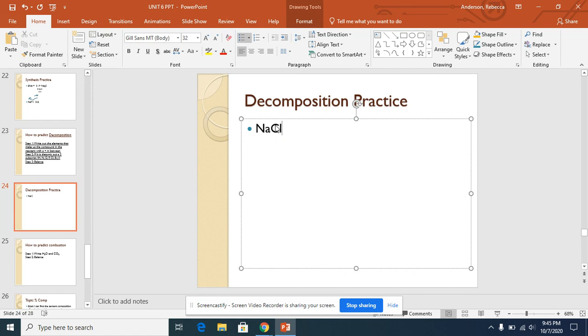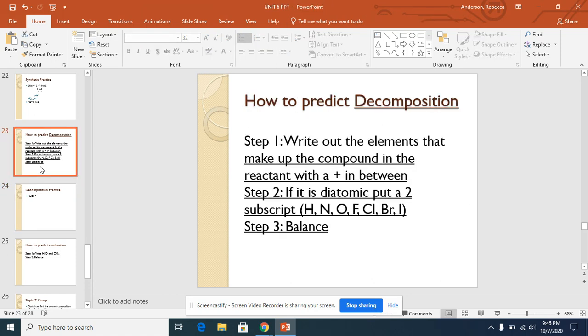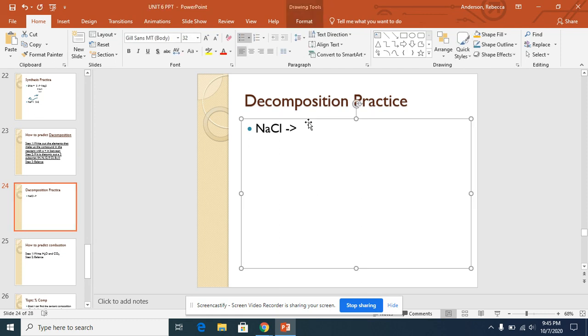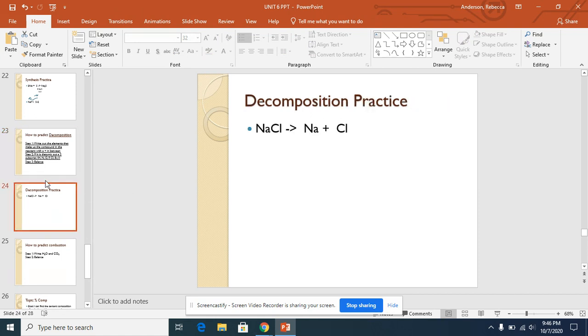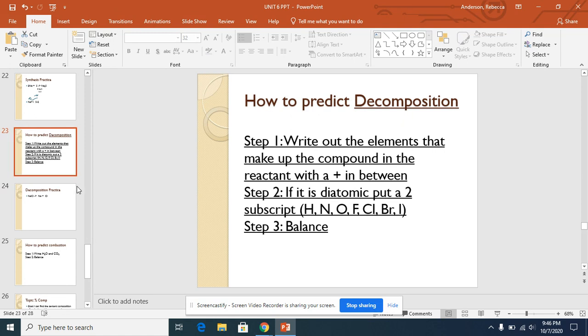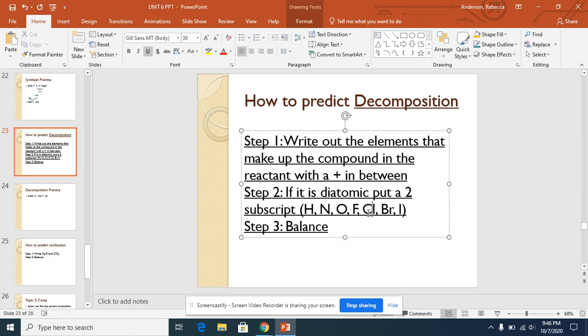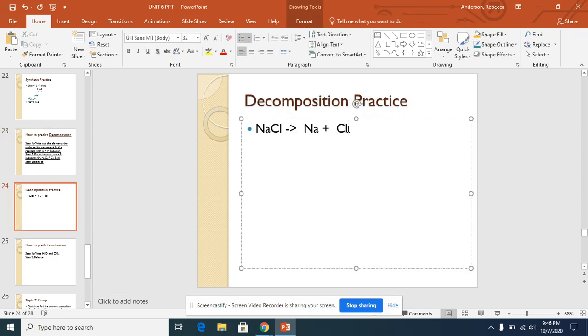Do NaCl. So we have one compound. Step 1 says write the elements and put a plus in between. So we have Na plus our second element is Cl. Second step, if it's in this list, put a 2 subscript. So let's see if Na's in the list. Nope. So we just leave it alone. Let's see if Cl's in the list. Yep, it's right there. Cl. So that means we will put a 2 as a subscript.